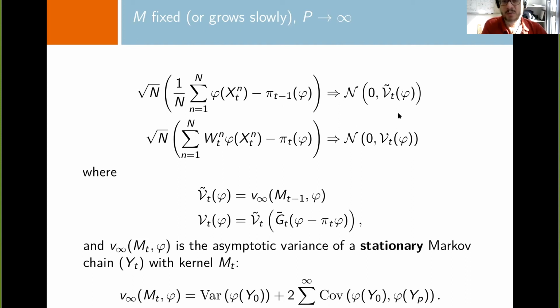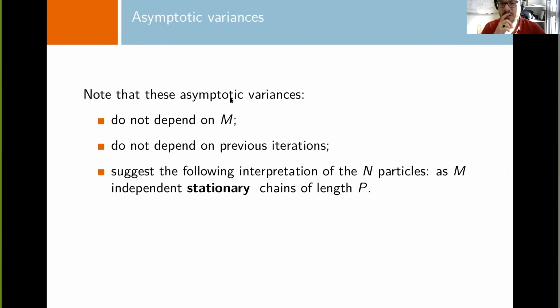Okay, but to make it simple, let me say this: this asymptotic variance you get here at time t. If you're a little bit familiar with MCMC, you might recognize the asymptotic variance you get in MCMC. So what this asymptotic result is saying is two things. You can see that the asymptotic variance does not depend on M. So that means the properties of your algorithm are going to be robust with respect to M. You can take it small, a bit smaller, a bit larger. You'll get the same performance.